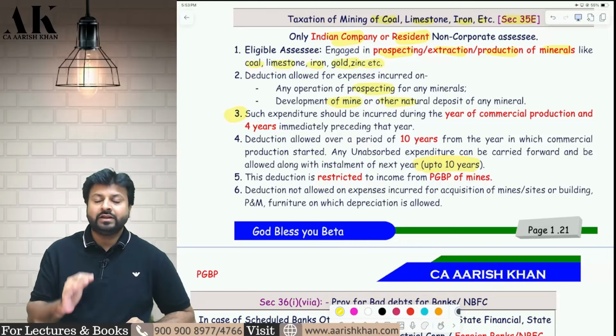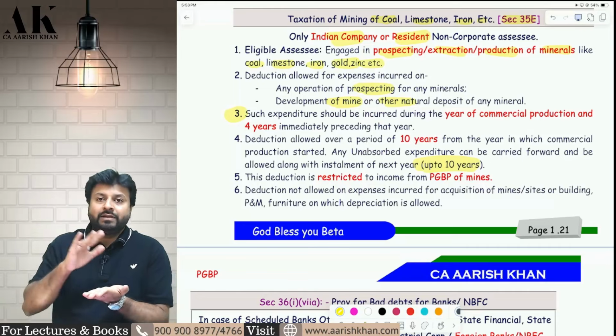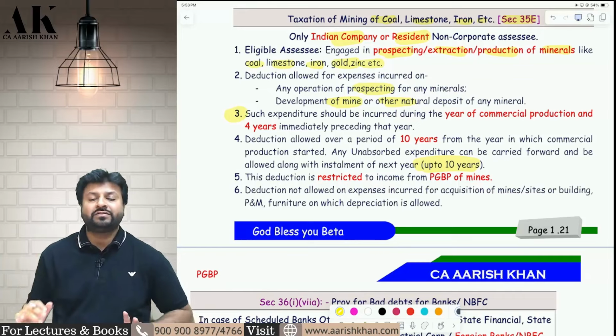So you can claim 70,000 in the current year and the balance 25,000 you can claim in the next year. So in the next year you can claim 95,000 of next year and 25,000 of the first year. So in the next year you can claim both of them. Till the 10th year you can do that.